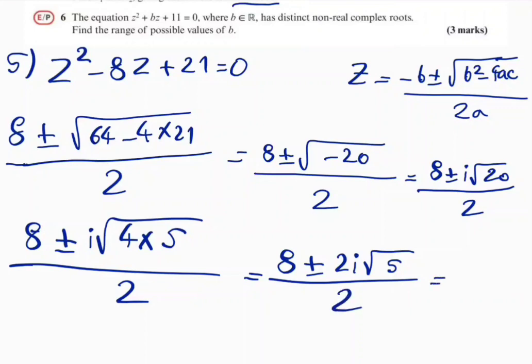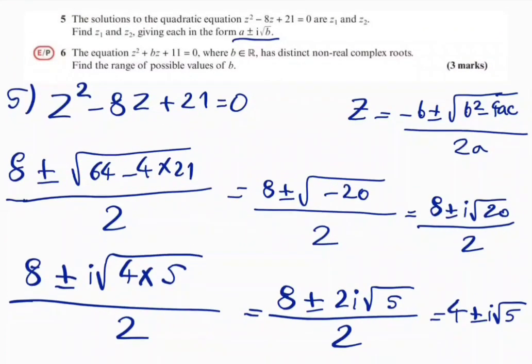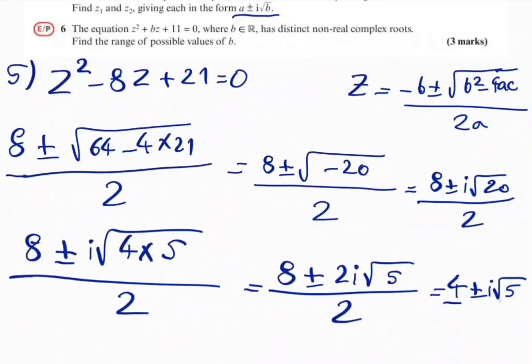Now let's divide each of these by 2. So 8 divided by 2 is 4, plus or minus 2i root 5 divided by 2 is i root 5. And that's it. So the answer is in the form a plus or minus i root b.